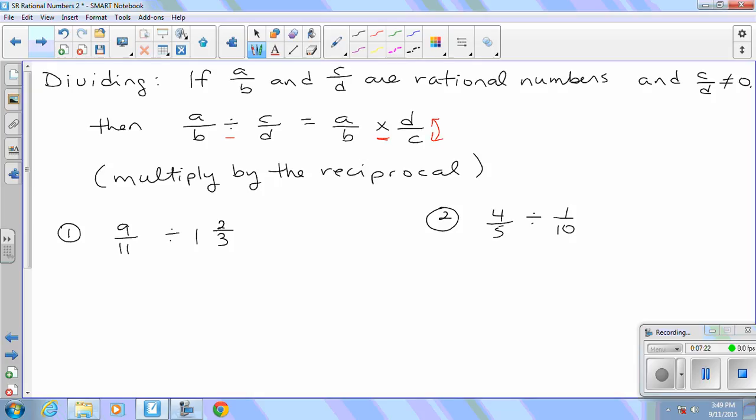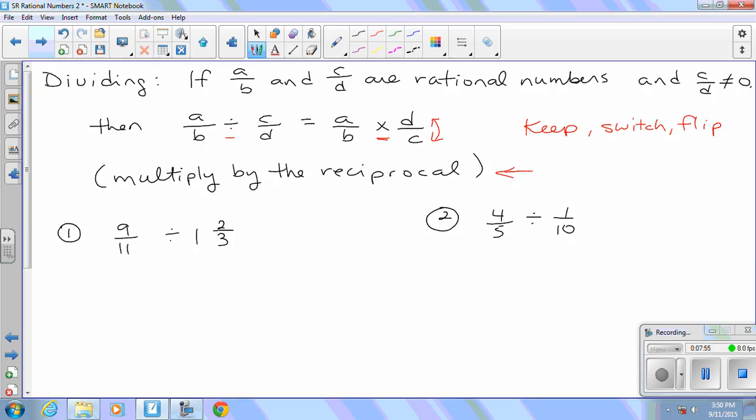There are nice little ways to remember this. One of them is keep, switch, flip. So the first number you keep, the second you switch, dividing to multiplying, and you flip the second number. But this is the mathematical terminology. You multiply by the reciprocal of the second number. And again, just like with multiplying, you need to convert any mixed numbers to improper fractions before you do your dividing.